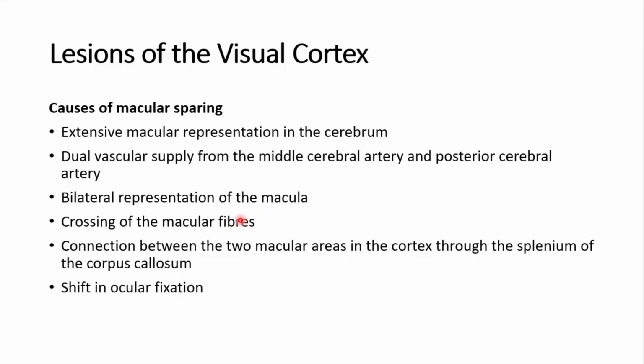So that is one. Secondly, the occipital cortex is supplied by two blood vessels, the middle cerebral and the posterior cerebral arteries. Then there is also bilateral representation of the macula, and there is crossing of the macular fibers in the chiasma, and there are also other connections through the splenium of corpus callosum. And even if all things fail, there could be some shift in ocular fixation, like eccentric fixation developing, which helps in retaining some macular function.